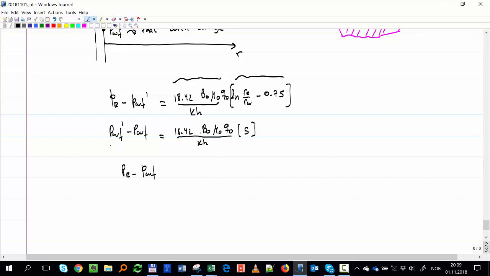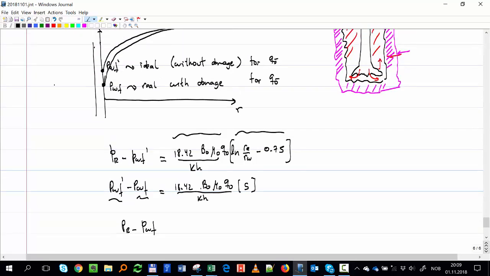Okay, this is the real minus the ideal. That is actually the difference between these two: what I measured, what I really need to produce Qo, and what I predicted. This is the delta P of the skin. So I make this trick: this is the ideal, and this is the skin.